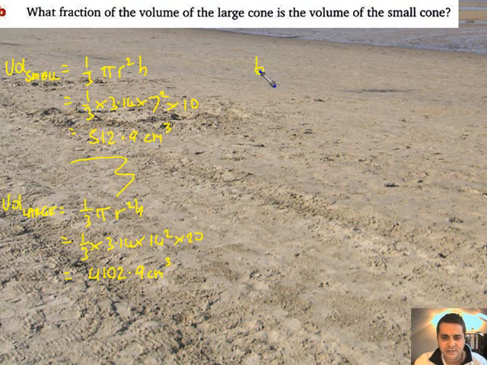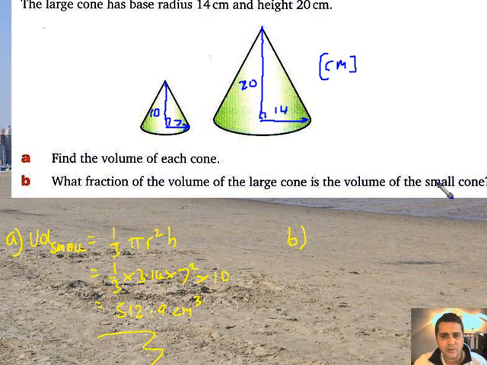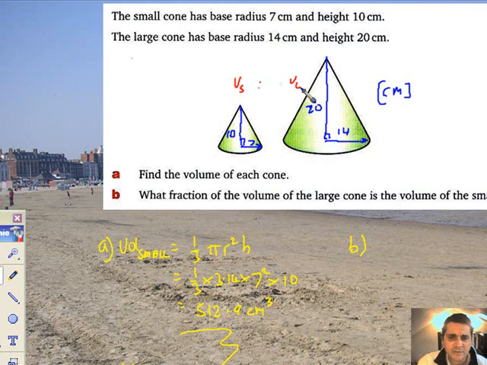Now part B I'll do on this side here, and I might just change to red just for a bit of variety. Now, what fraction of the volume of the large cone is the volume of the small cone? In other words, I'm going to compare the volume of the baby one here with the volume of the big one there. So volume of small compared to volume of large, basically. Well, what fraction do we have?